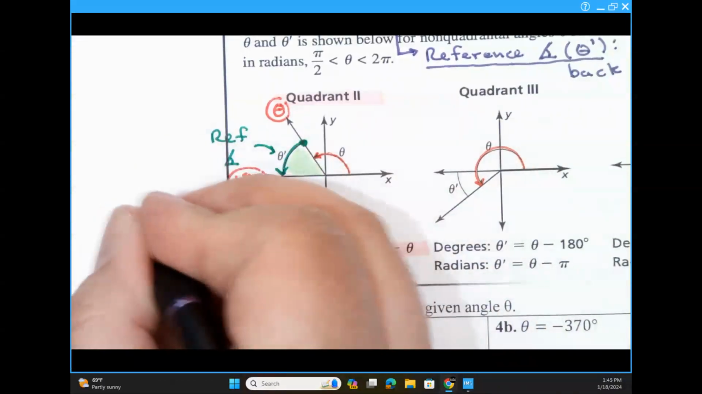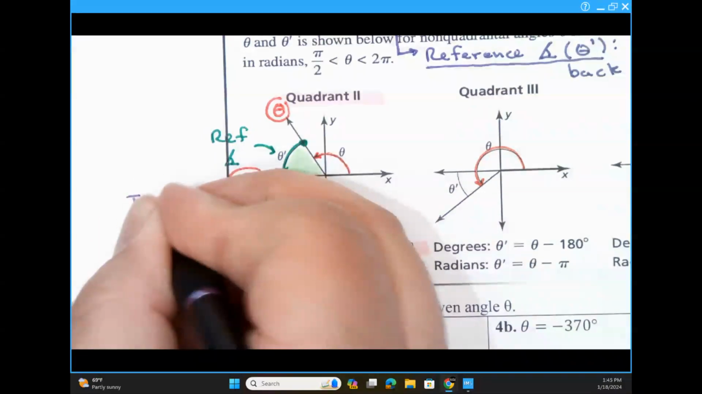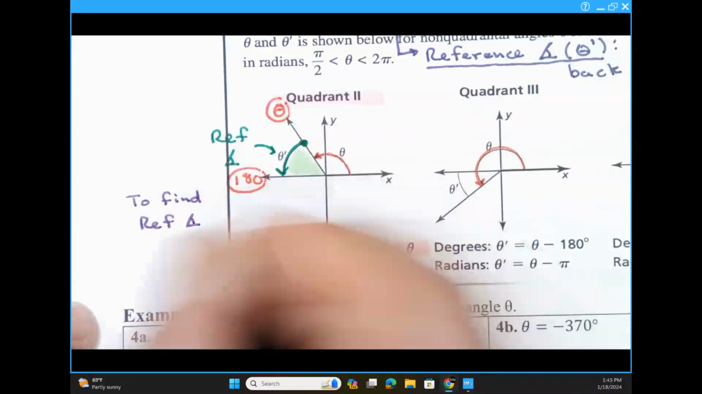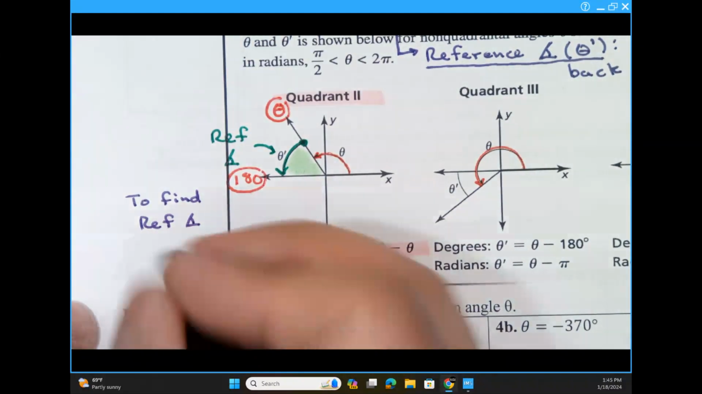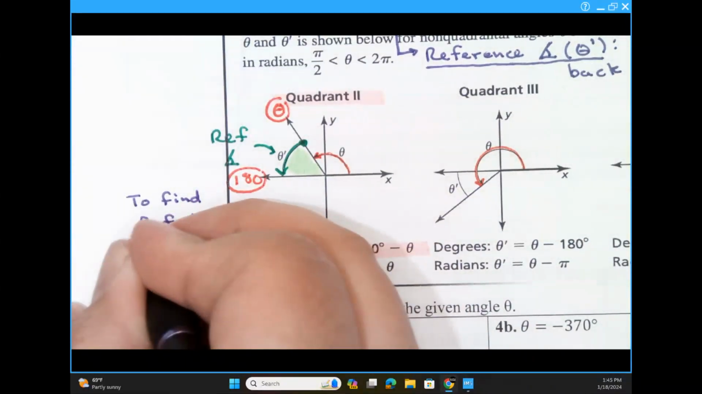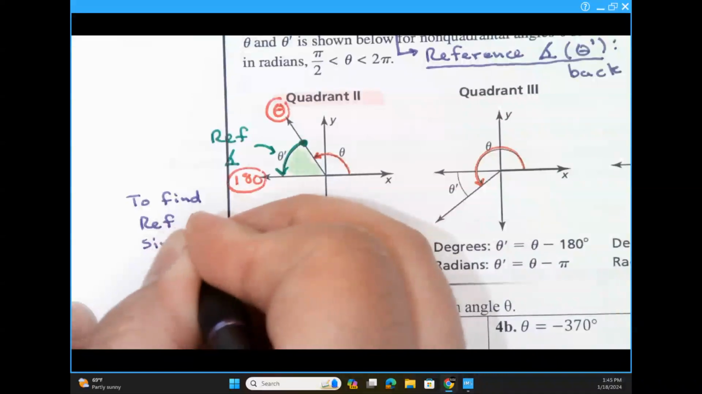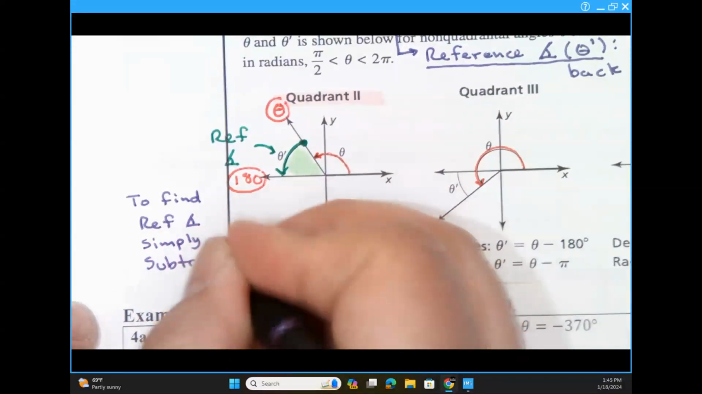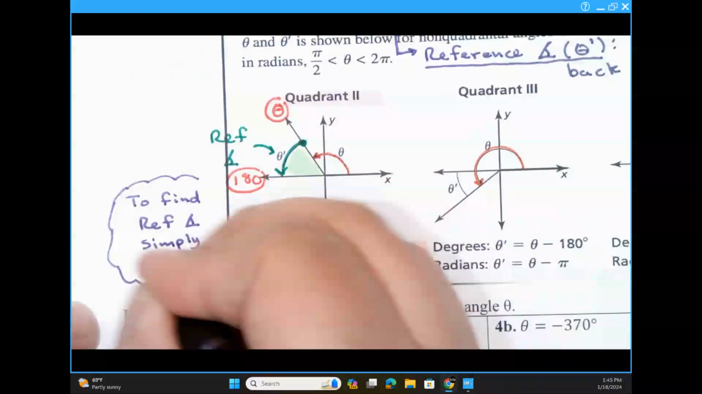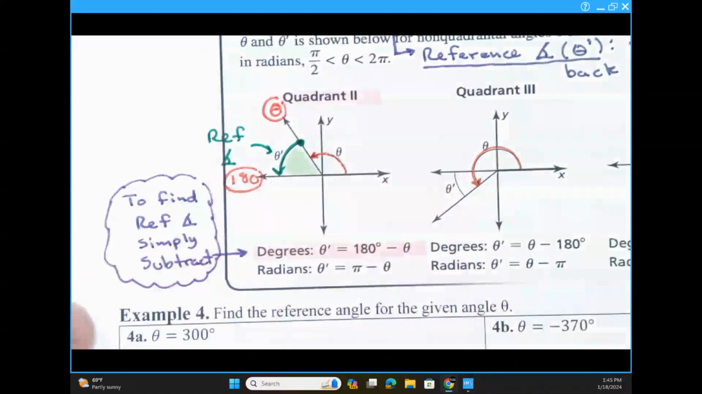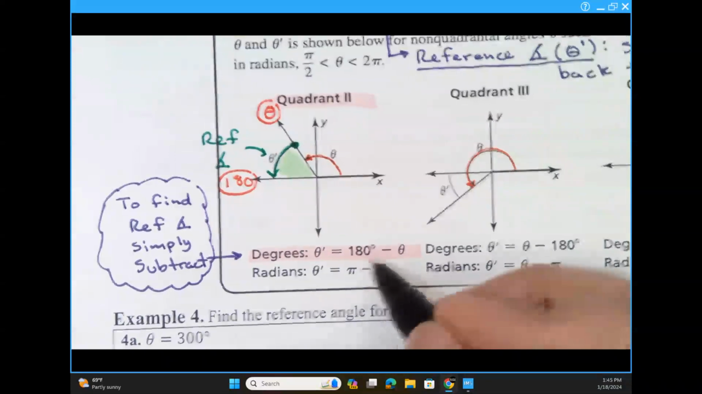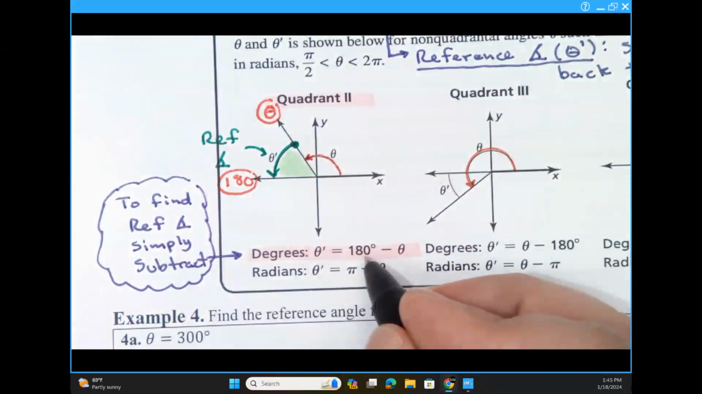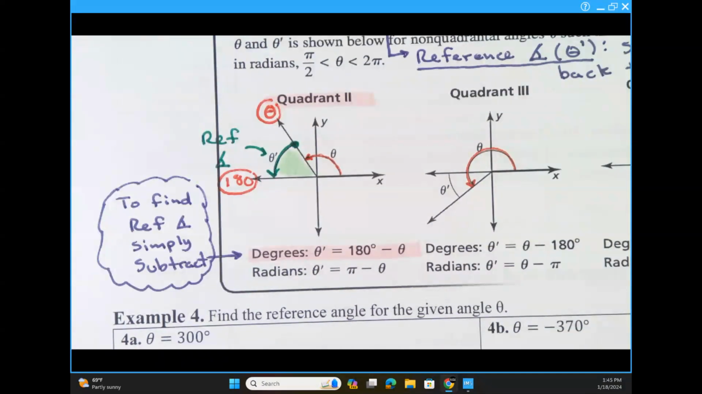For the reference angle, to find the reference angle, all we have to do is subtract. Now, some people will say, well, how do I know what order to subtract in? Well, remember, we already said the answer will always be positive. So we would take the bigger number and subtract the smallest number. 180 would definitely be bigger than whatever this angle is. So it says 180, take away whatever angle you have.